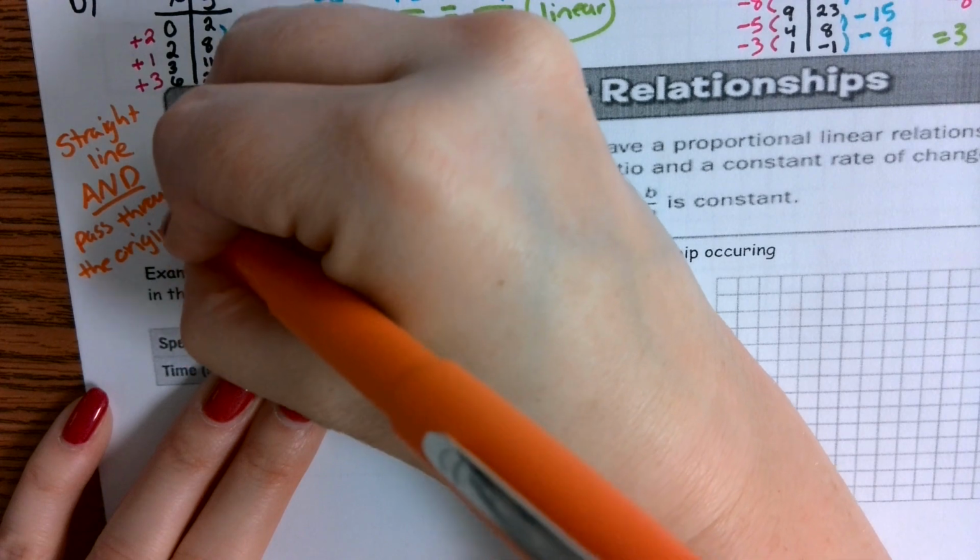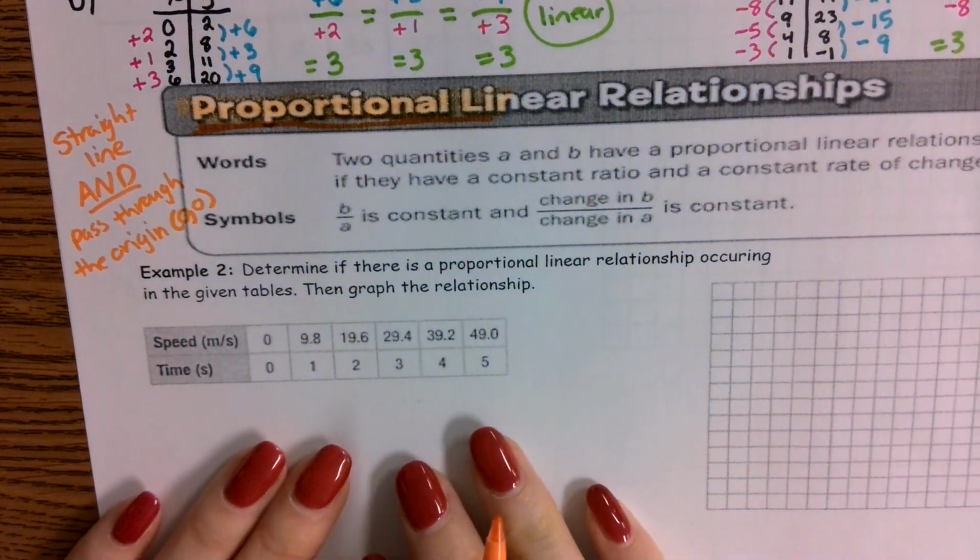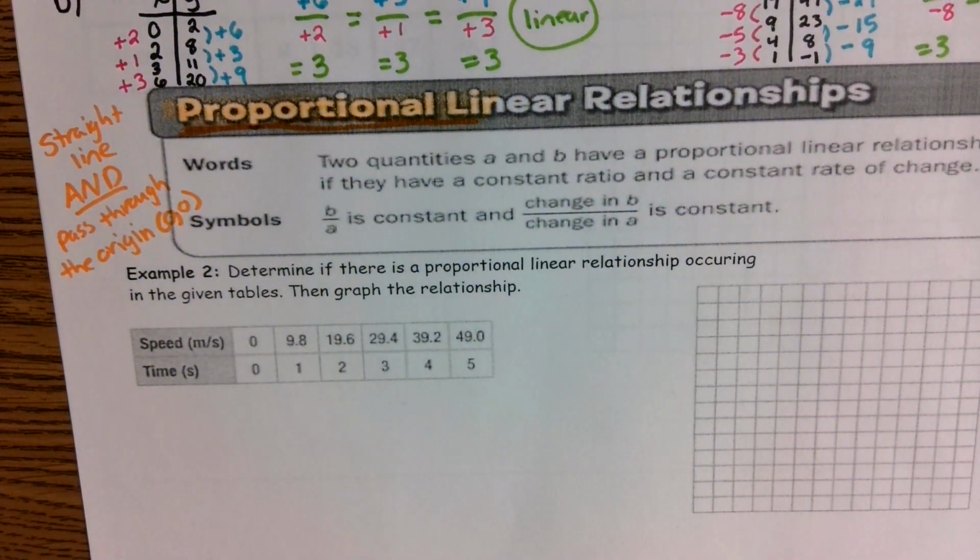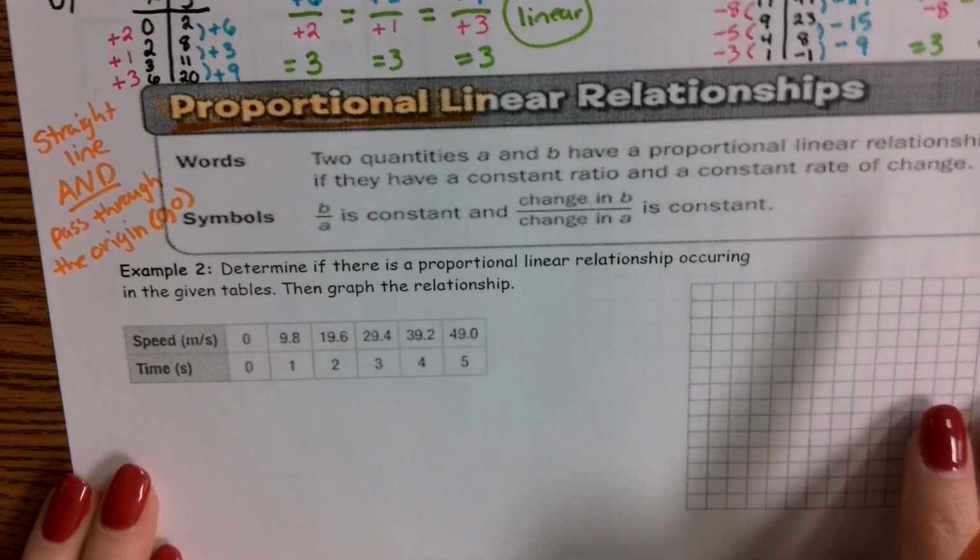Which is at 0, 0. The origin is 0, 0. Proportional relationships are always going to be linear relationships. They have to have a 0, 0 starting point. Okay?